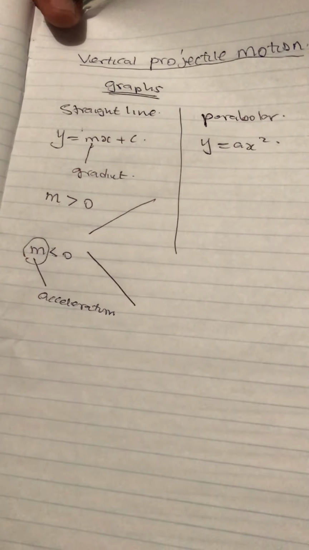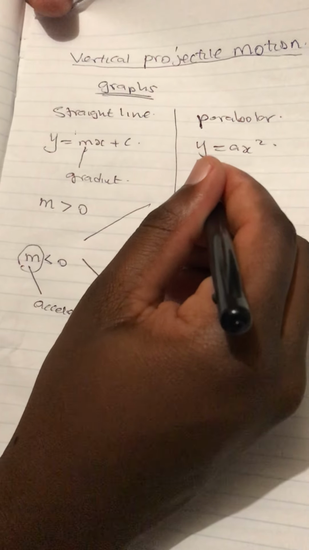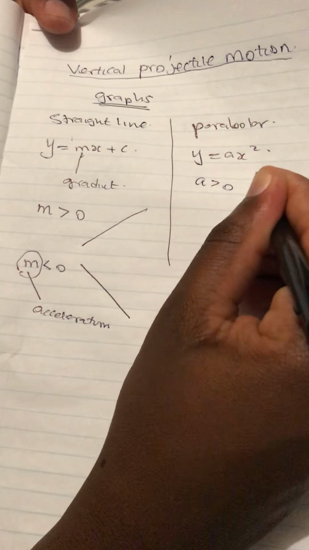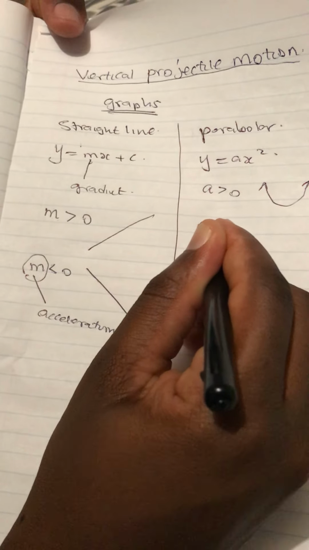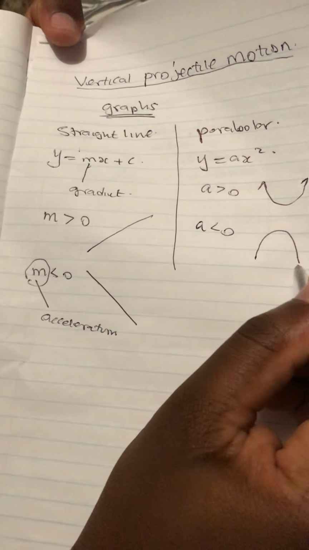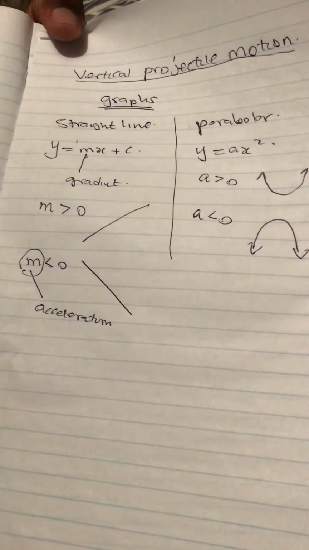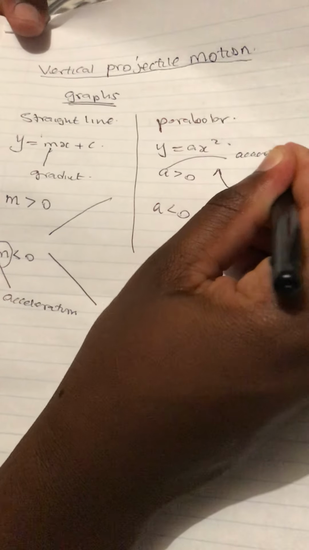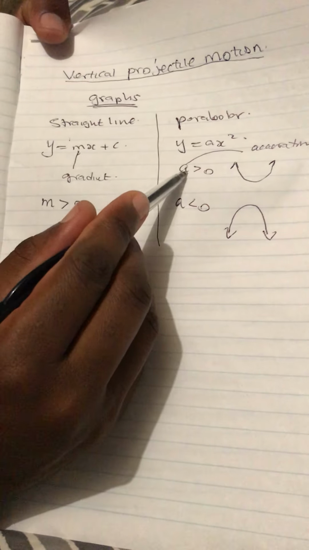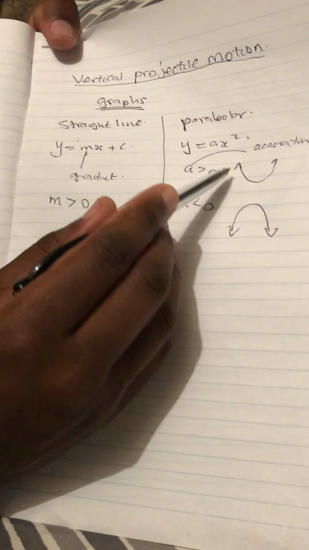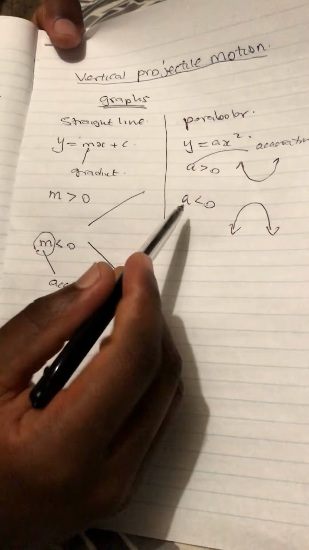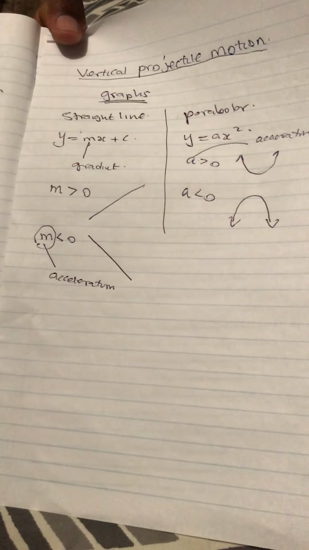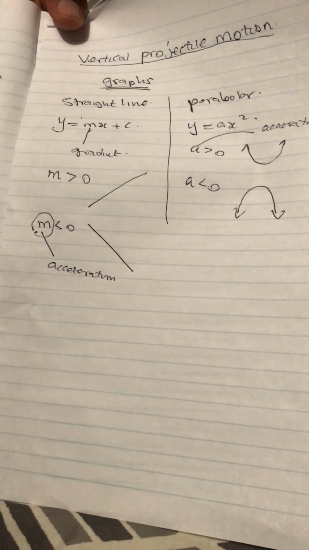Now, we come to the parabola. Therefore, if a is greater than 0, you know that the graph will be like this. If a is less than 0, you know that the graph will be like this. These are the two graphs. So this a is talking about acceleration again. If you choose downwards as positive, this is the type of graph you must see. If you choose downwards as negative, this is the type of graph that you must see. I hope we are together there. Okay?